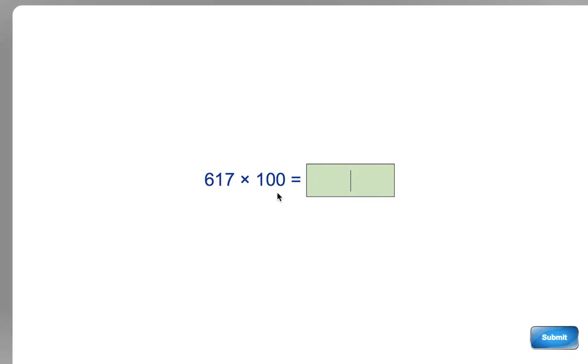This one is 617, and it asks us to multiply it by 100, so we've got to move the decimal point two places, once, twice. So the decimal is going to move from there to there, so we'll get rid of it from there, put it there, and the answer is 61700.